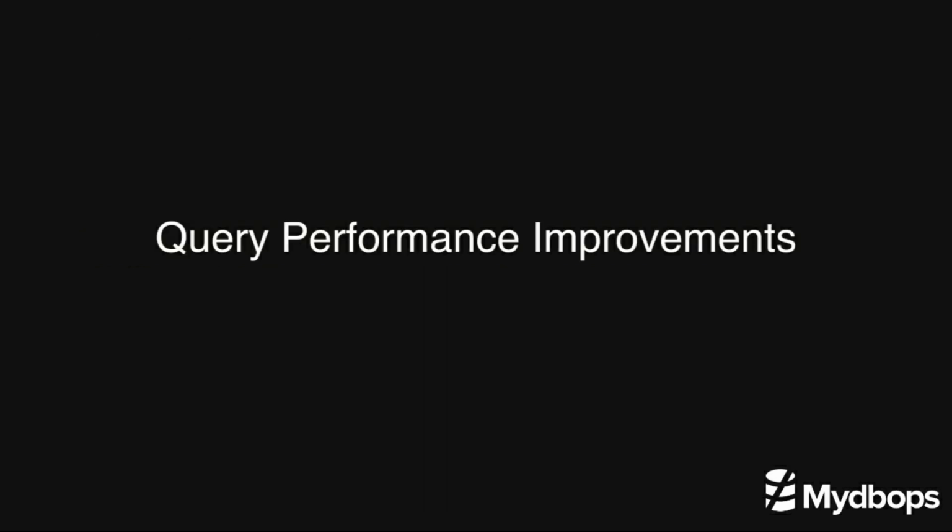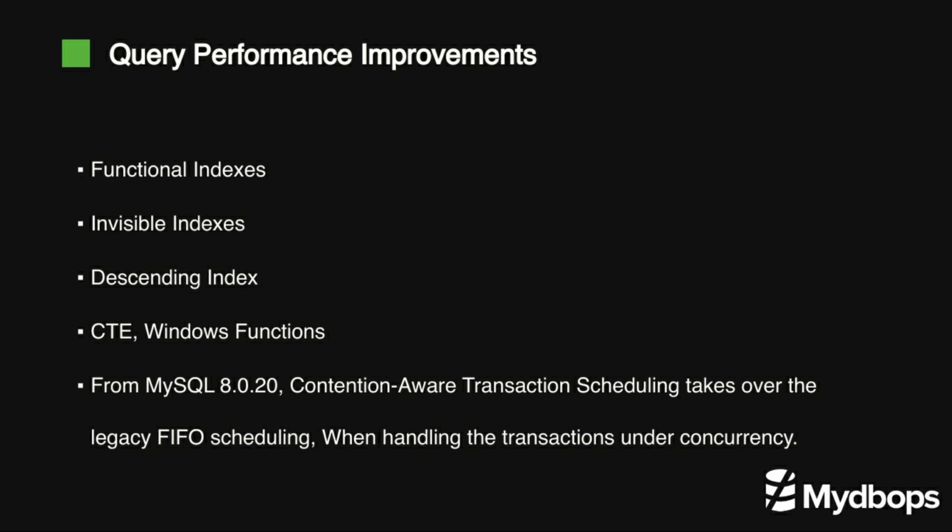And regarding query performance improvements, we have features like functional index, invisible index, descending index, CTE and window functions. And from MySQL 8.0.20, contention-aware transaction scheduling takes over the legacy FIFO scheduling. When it comes to functional indexes, now in 8.0 we can create indexes for queries that use a function. Earlier we had to rewrite the query to avoid using the function on the left-hand side of the condition. This can now be optimized by adding a functional index, effectively reducing the row scans.